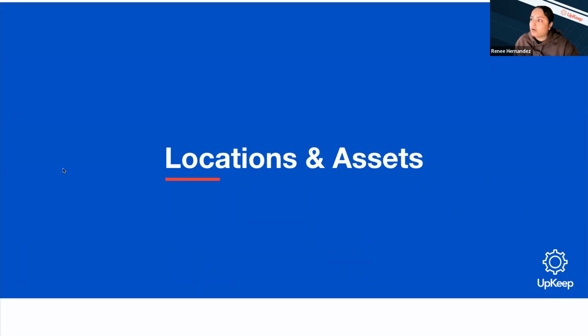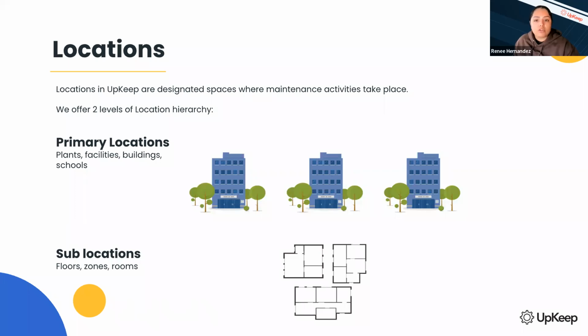So let's take a look at our locations first. These are pretty much the foundations within UpKeep. This really tells your team where they need to go to complete their work. And as you can see here, it is also broken down into two different hierarchy levels, primary and sublocation. So our primary are the main building, plants, schools, facilities, anything like that. Whereas these sublocations are smaller sections of that main building, such as a room, a floor, a zone.